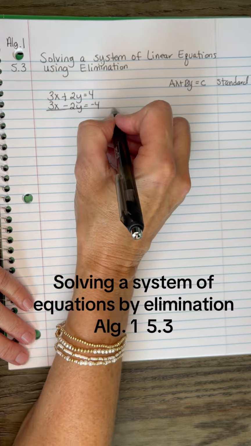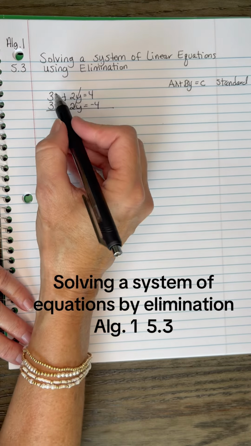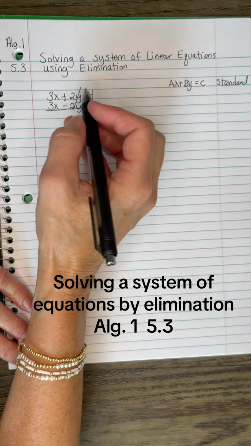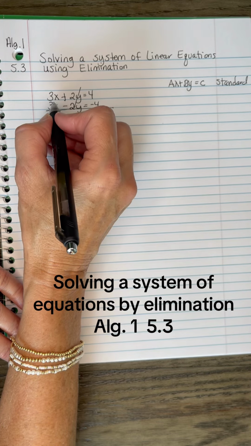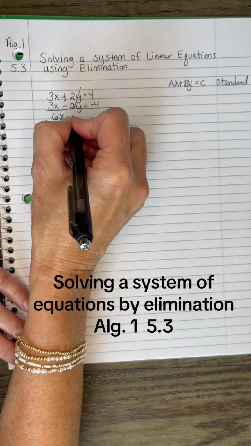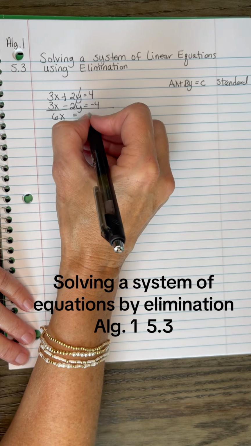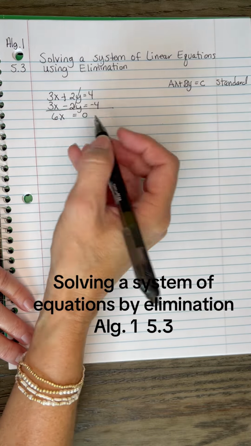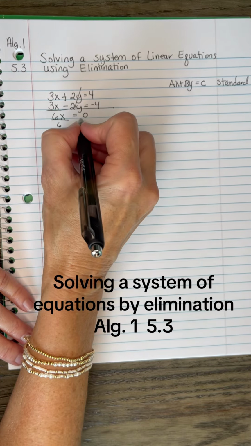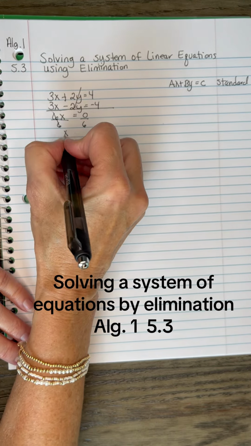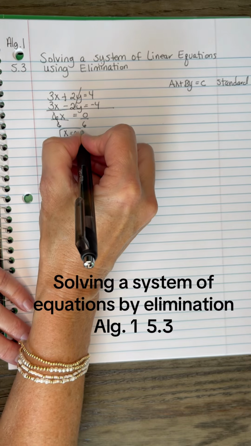So treat them like columns. These are eliminated. And then combine your other two columns. 3x plus 3x is 6x. Equals 4 minus 4 is 0. And then solve for x. So we divide by 6 and we get x equals 0. So we've got half of our answer.